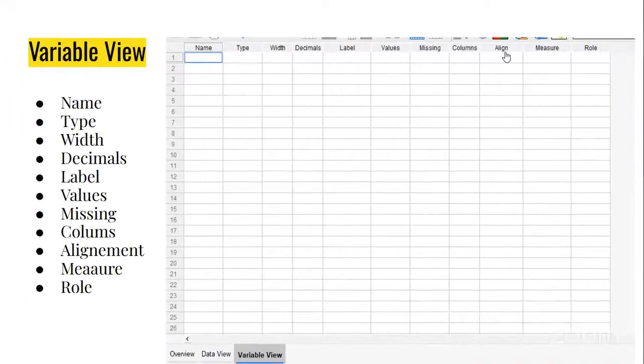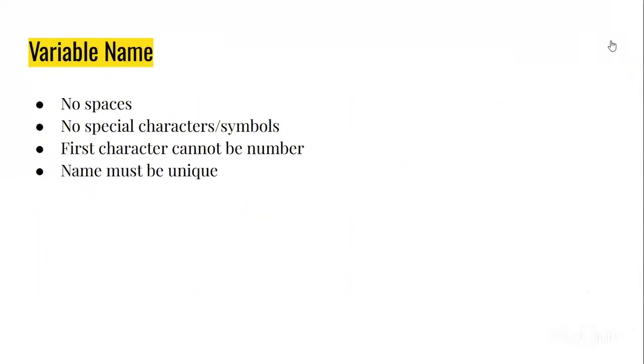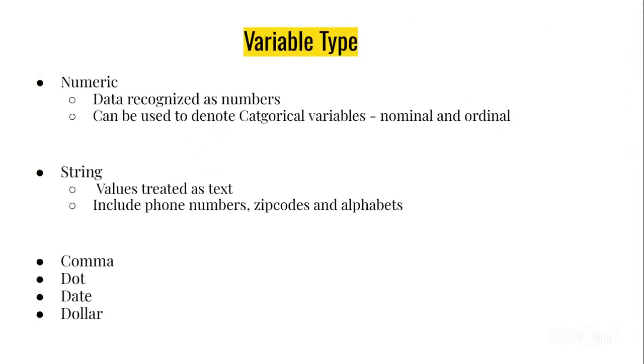Then alignment: do you want your variable to be in the center, towards the left, or towards the right? Then the measure. There are three different measures of variables that we're going to talk about in a while. And then the role of the variable. What exactly is this variable? Is it the input? Is it the output? That too we are going to see. Here, this is just a quick description of what we have already discussed. The name: no spaces, no special characters, no numbers, and the name must be unique.